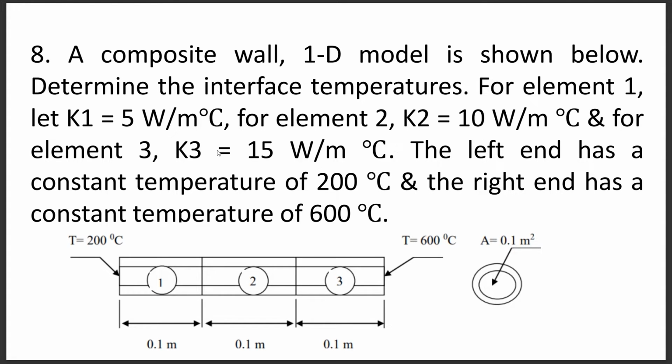For element 1, thermal conductivity is given as 5 watt per meter degree centigrade, for element 2, thermal conductivity is 10 watt per meter degree centigrade, and for element number 3, thermal conductivity is 15 watt per meter degree centigrade. So we have three different elements, right? And the left end has a constant temperature of 200 degrees centigrade, and the right end has a constant temperature of 600 degrees centigrade. Our task will be to find out the interface temperatures.